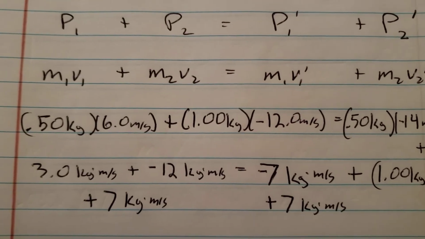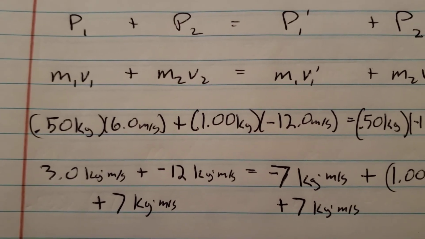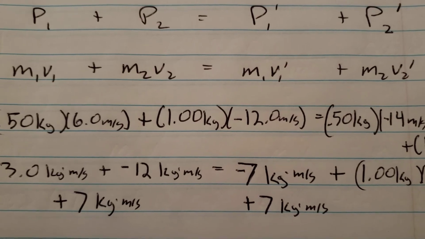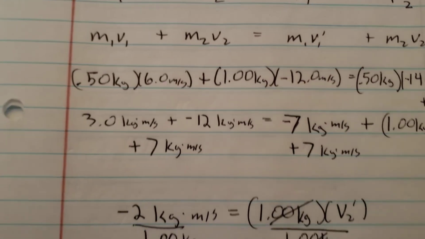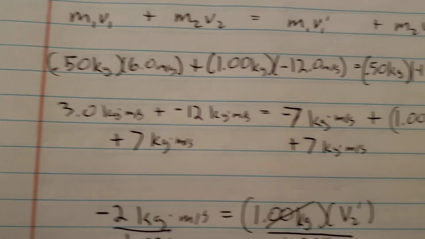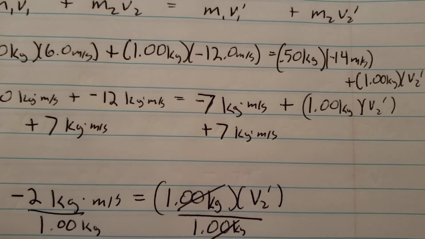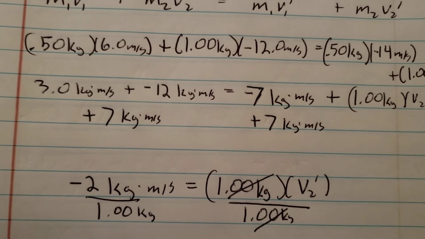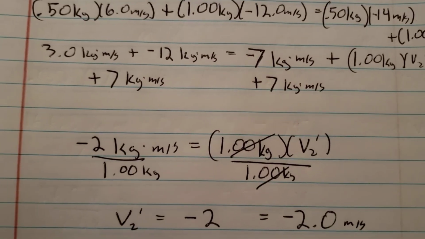So on the left, we now have 3 plus negative 12 plus 7. On the right side, the negative 7 plus 7 cancels out. 3 minus 12 plus 7 gives us negative 2. We then divide by 1 kilogram on both sides, and we have negative 2 divided by 1. Well, negative 2 divided by 1 is simply negative 2.